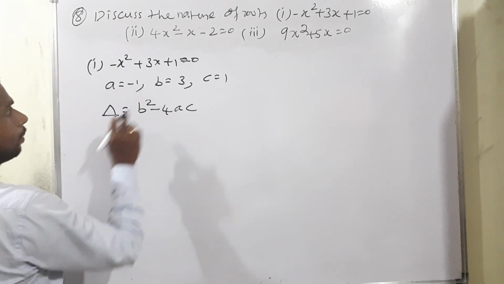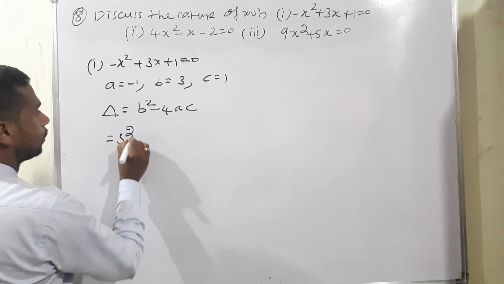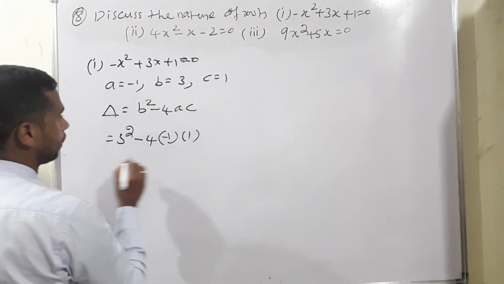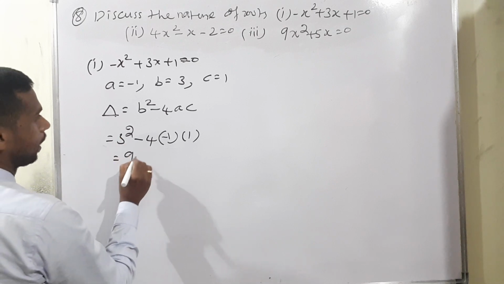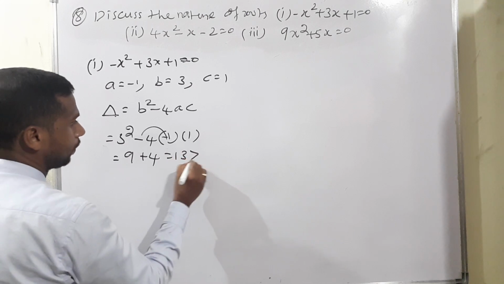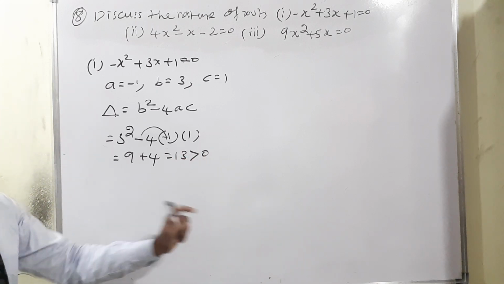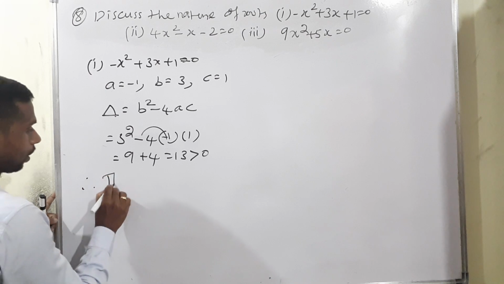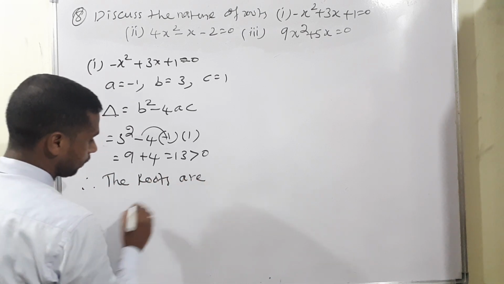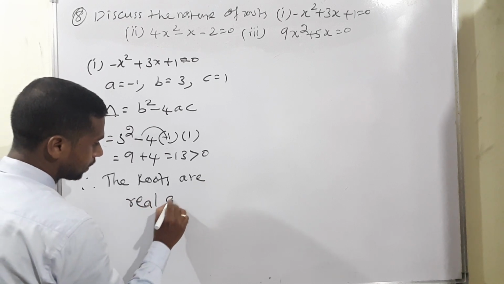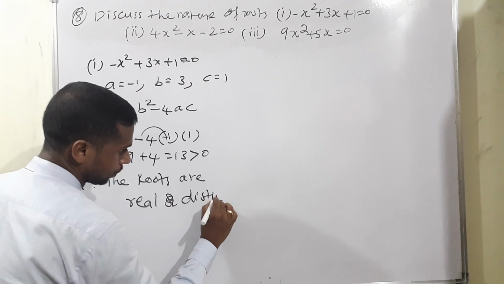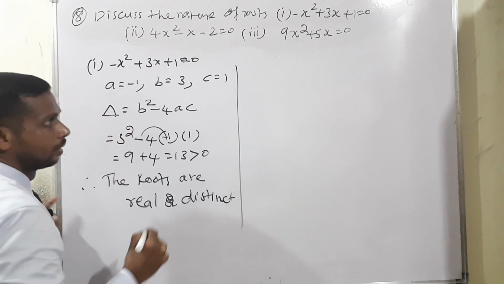B square value, b is equal to 3. Therefore, 3 square minus 4 into a is equal to minus 1, c is equal to 1. Therefore, 3 square means 9, minus into minus plus 4. So, 9 plus 4 is equal to 13. Definitely we can say this is greater than 0. Therefore, the roots are real and distinct. The roots are real and distinct. Okay. Second one.